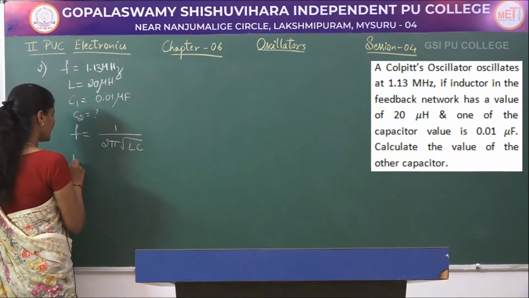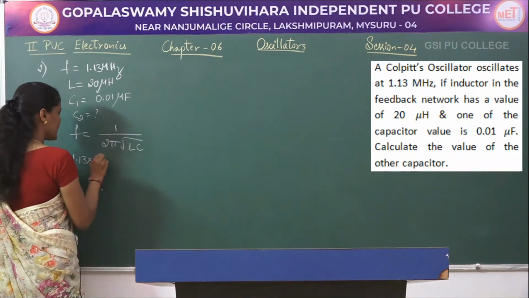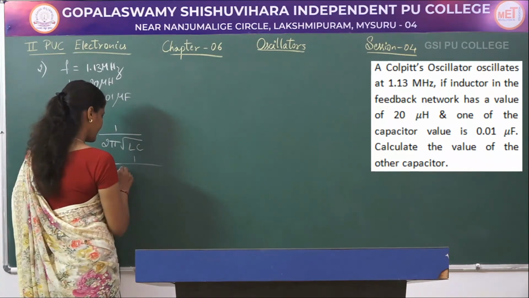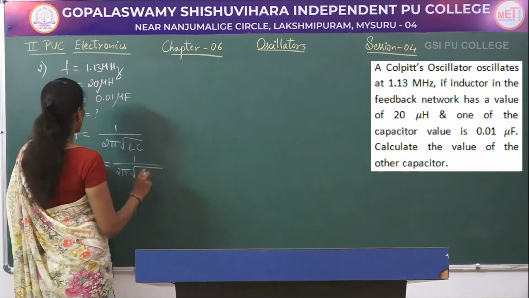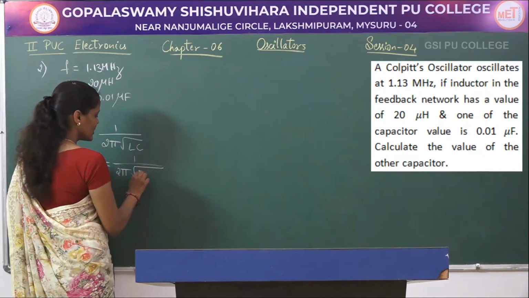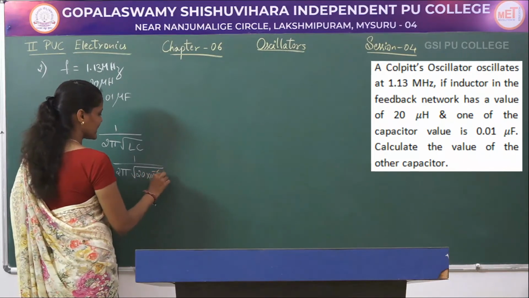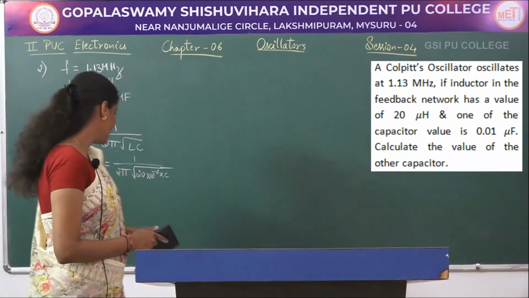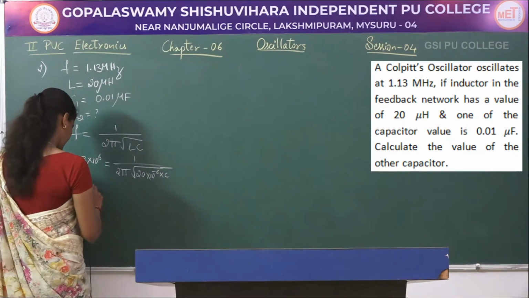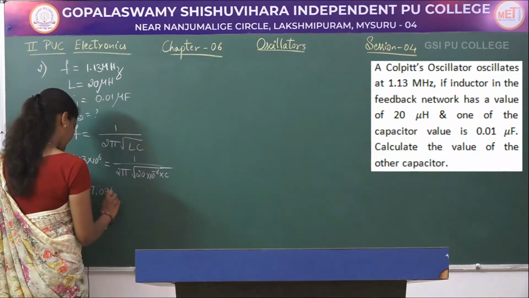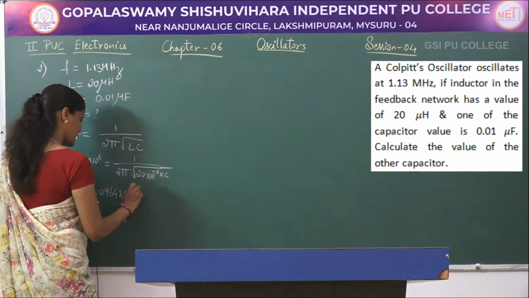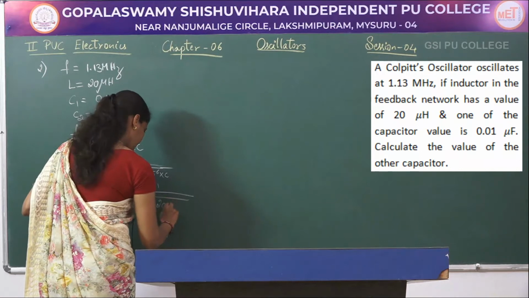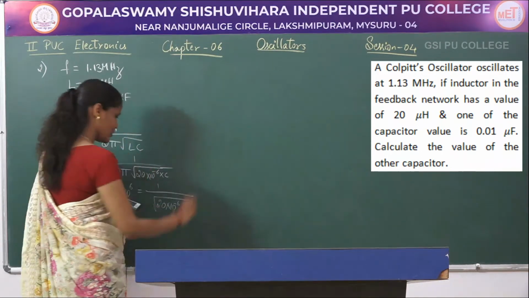So F value is 1.13 into 10 to the power of 6, mega is 10 to the power of plus 6, is equal to 1 divided by 2 pi root L value is 20 micro, 20 into 10 to the power of minus 6 into C. Now let us multiply this 1.13 with 2 into 3.14. So I will be getting 7.0964 into 10 to the power of 6 is equal to 1 divided by root 20 into 10 to the power of minus 6 into C.